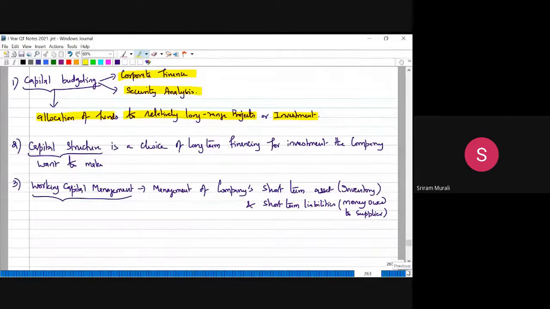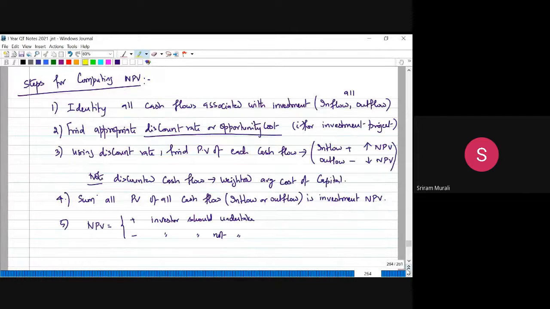The first case is capital budgeting, which is used in corporate finance and security analysis. What is capital budgeting? It is an allocation of funds to relatively long range projects or investments. Next, capital structure is our choice of long-term financing for the investment the company wants to make. And working capital management is management of the company's short-term assets, that is your inventory, stock, and short-term liabilities.